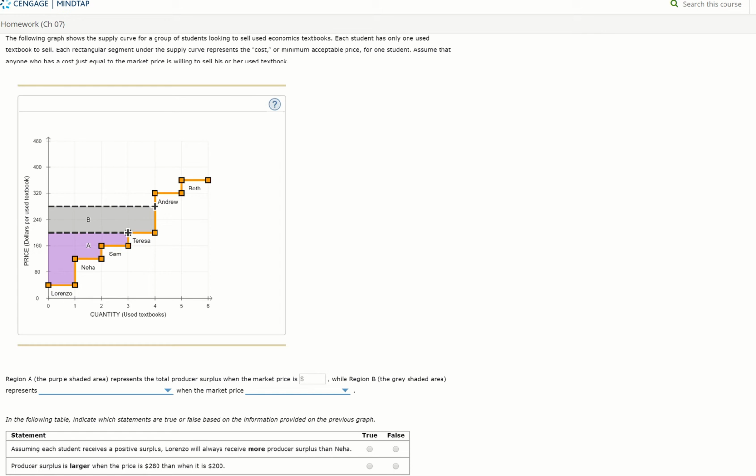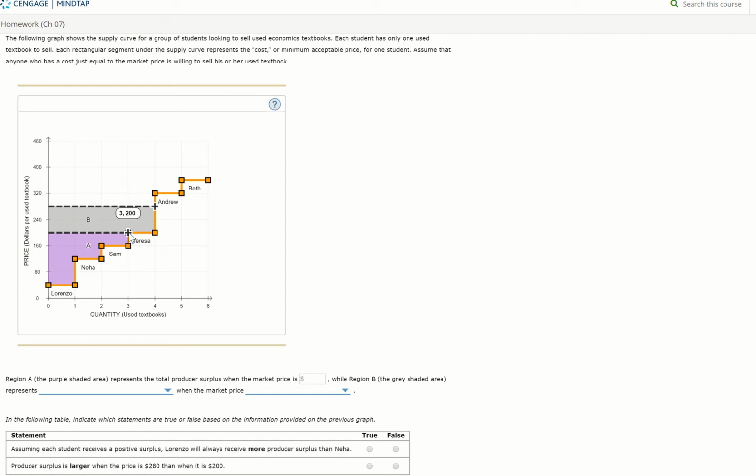Okay, so for example, let's say Lorenzo over here. For Lorenzo, it looks like the step is currently at 40. That means the lowest price that Lorenzo is willing to sell is $40. It won't go below 40. But if it's above 40, let's suppose the price is currently at 200. So when the price is 200, Lorenzo will sell his textbook and he'll get a profit of $160, and that will be his producer surplus.